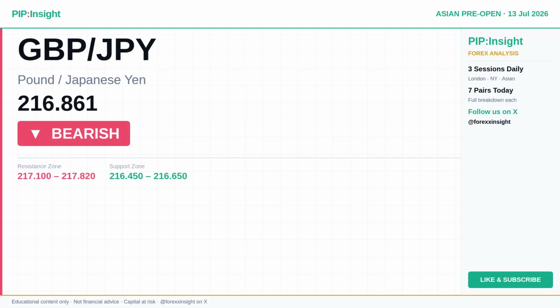Pound yen. The chart is showing bearish structure on this session. The 4-hour trend is to the downside and the 1-hour is also pointing lower. Resistance is marked between 217.1 and 217.82. Support is marked between 216.45 and 216.65. Here is the full chart breakdown.